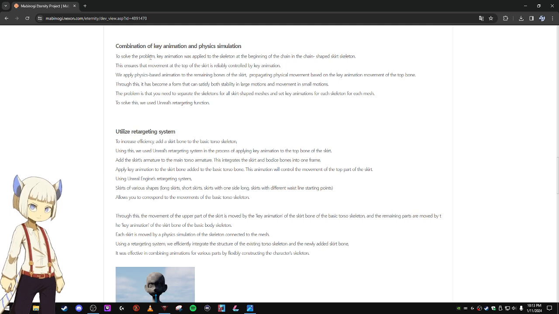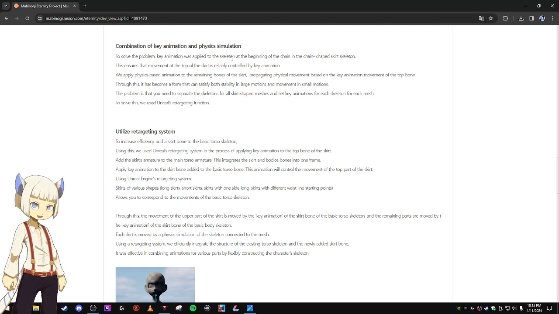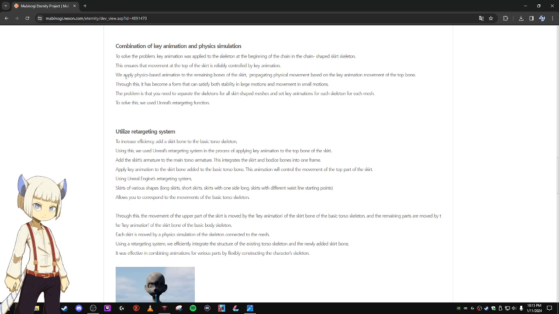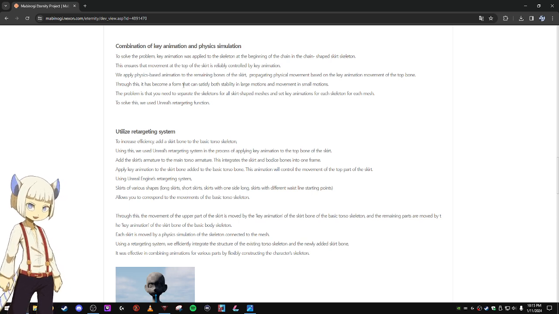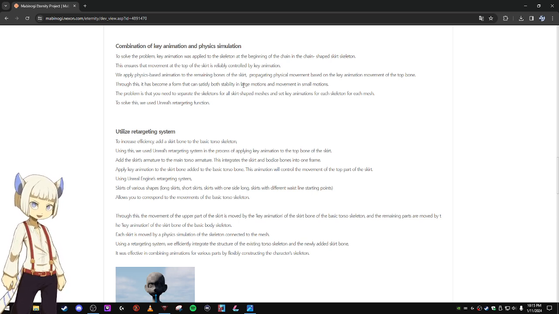To solve the problem, key animation was applied to the skeleton at the beginning of the chain in the chain-shaped skirt skeleton. This ensures that movement at the top of the skirt is reliably controlled by key animation. We apply physics-based animation to the remaining bones of the skirt, propagating physical movement based on the key animation movement of the top bone. Through this, it has become a form that can satisfy both stability in large motions and movement in small motions.